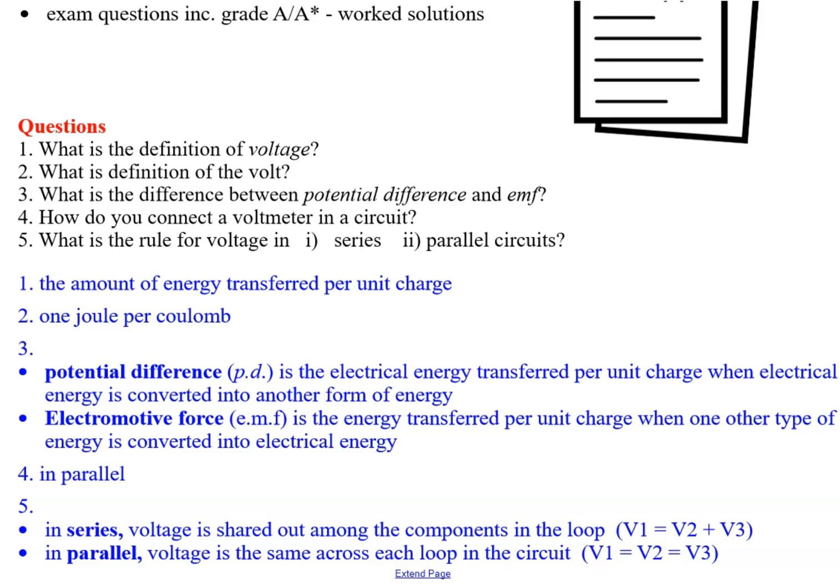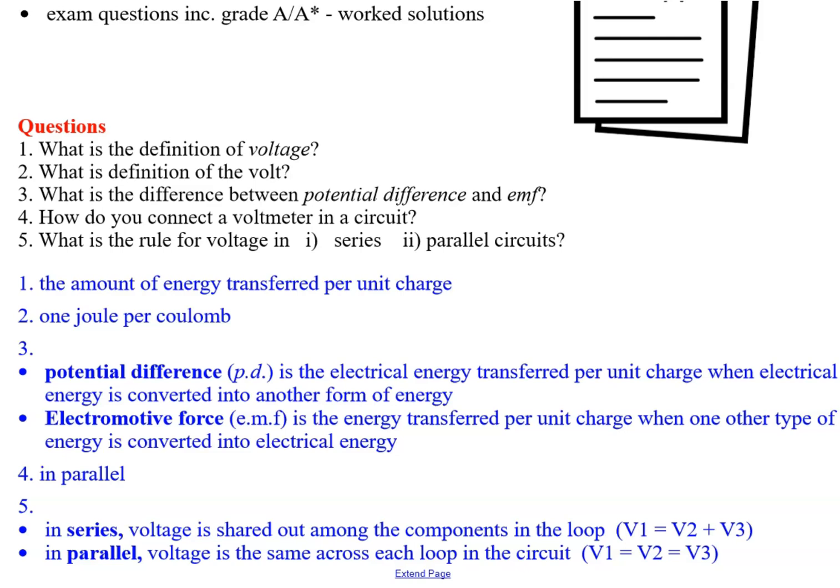We talked about the difference between potential difference, PD, and electromotive force, EMF. They're both basically the same thing. They're both voltage, effectively, energy per unit charge, but PD is associated with the components, where energy is converted from electrical into other forms, and EMF is associated with the cell or the battery, where energy is converted from one form, possibly chemical, into electrical energy.